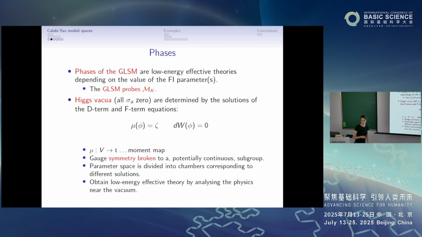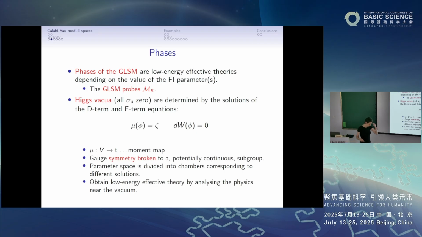Okay, let's talk about the phases and the low energy configurations. So as I already said, phases of the GLSM are low energy effective theories depending on the values of the Fi parameters. I only write Fi parameters here because we first do a classical analysis and then we will see the quantum sector appearing.